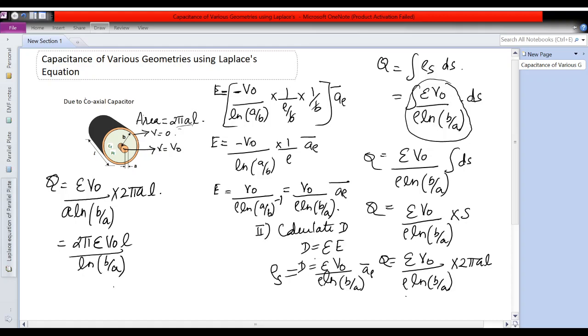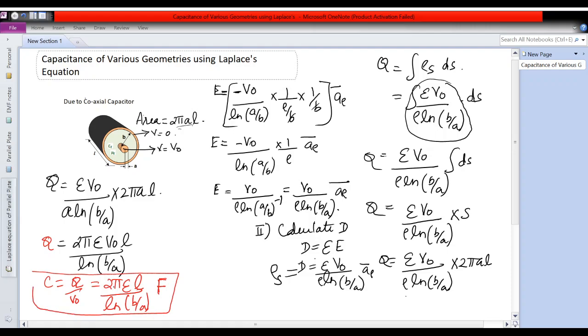What is capacitance? C is equal to Q by V naught. So bring this V naught to the denominator. What is remaining? 2 pi epsilon L by ln of B by A farad. So this is your capacitance due to a coaxial capacitor. Hope you understood. Thank you.